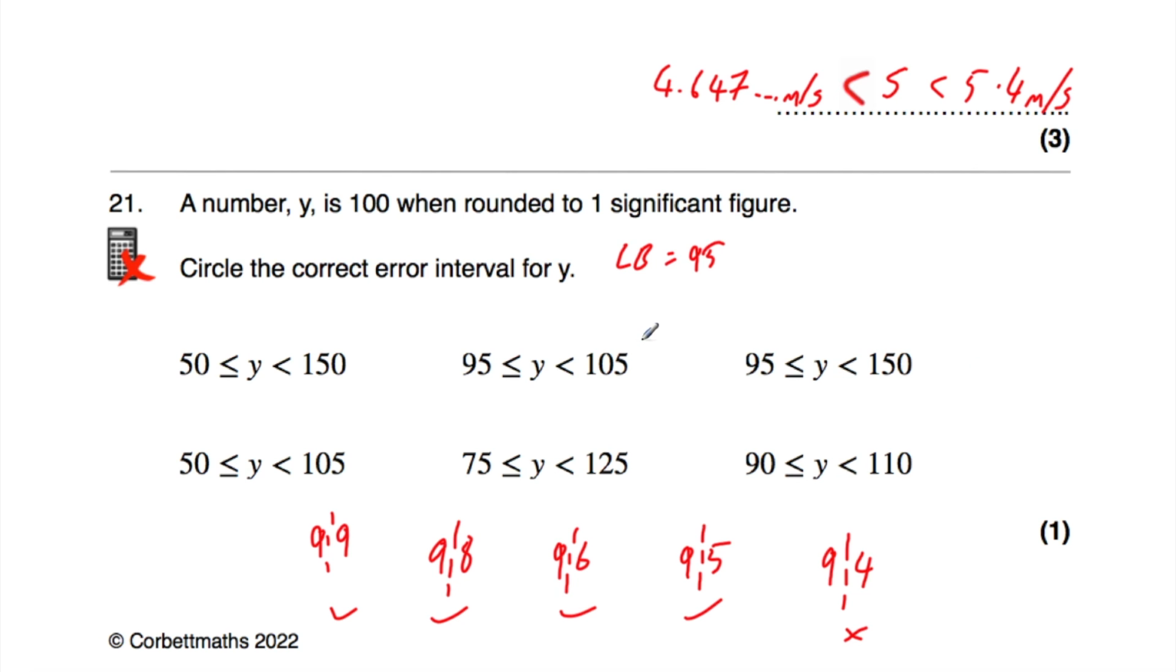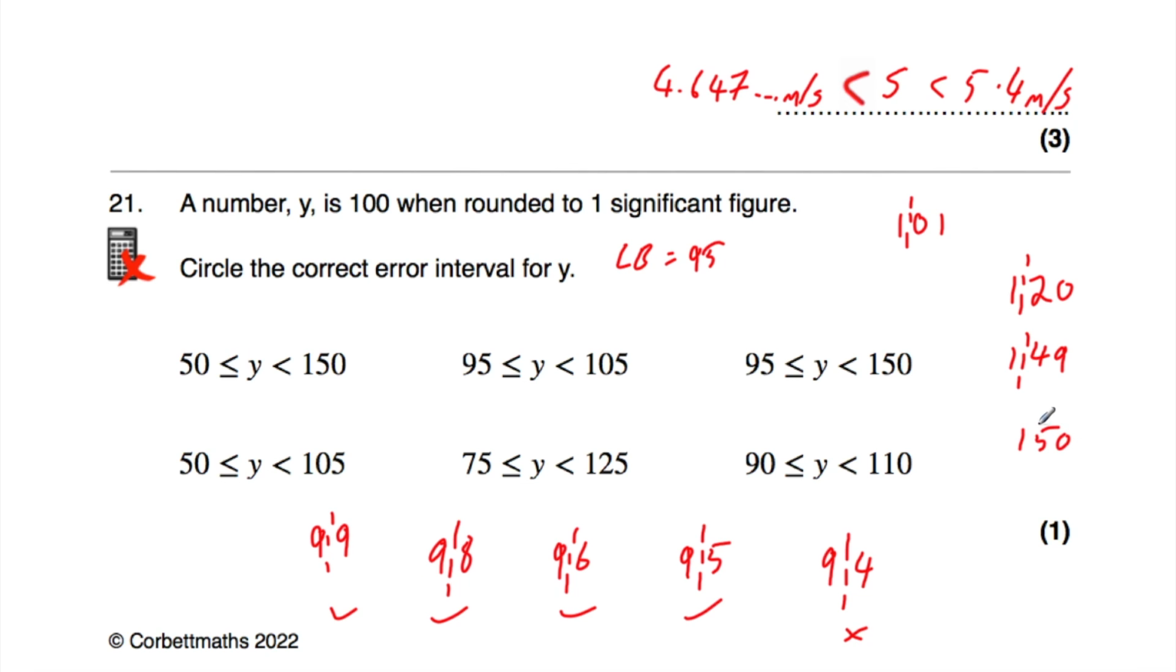Now what we need to do is consider the upper bound. So we need to consider the numbers above 100, that whenever we round it to one significant figure would give us 100. So let's consider 101. If we round 101 to one significant figure, that would round to 100. Let's go a bit bigger. Let's try 120. If we had 120 and we round that to one significant figure, because this is 2, we don't round up, so it would be again 100. If we had 149 and we rounded that to one significant figure, that would be 100.